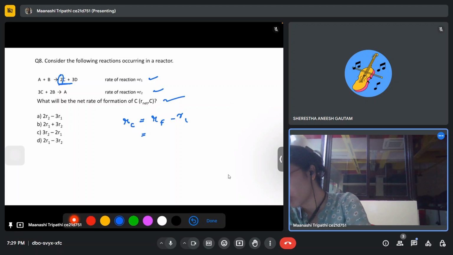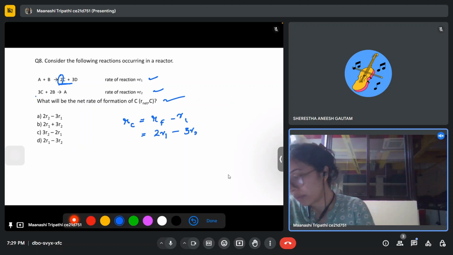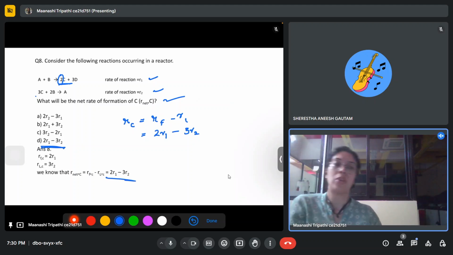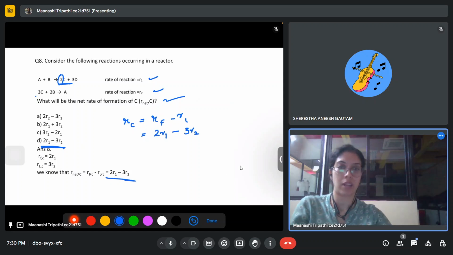It's 2. So 2 R1 forming, and in the second reaction we are losing C. What is the stoichiometry? 3. So 3 R2. This is the correct answer: 2 R1 minus 3 R2, that is option D. So this is our correct answer.